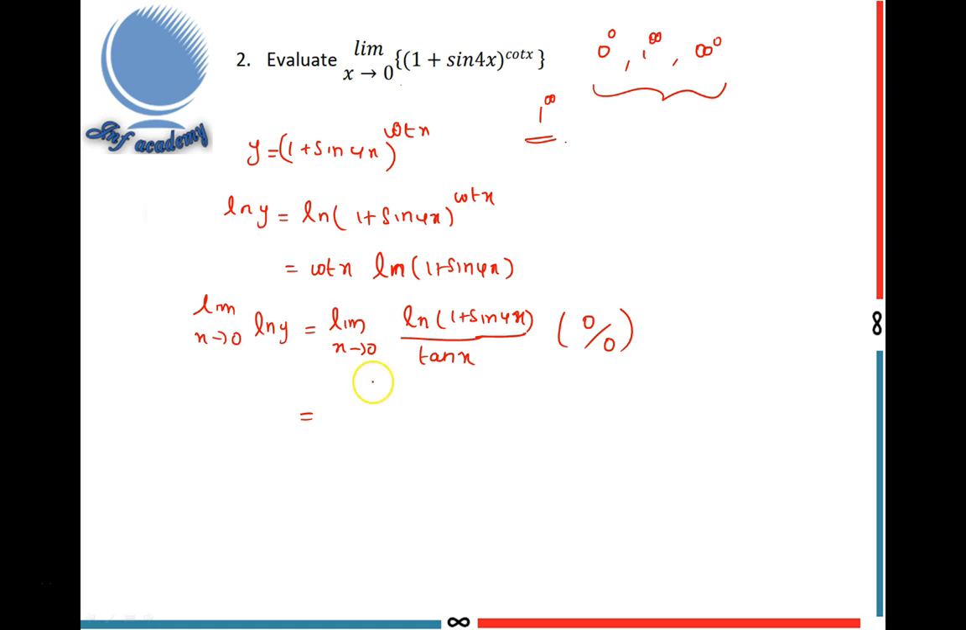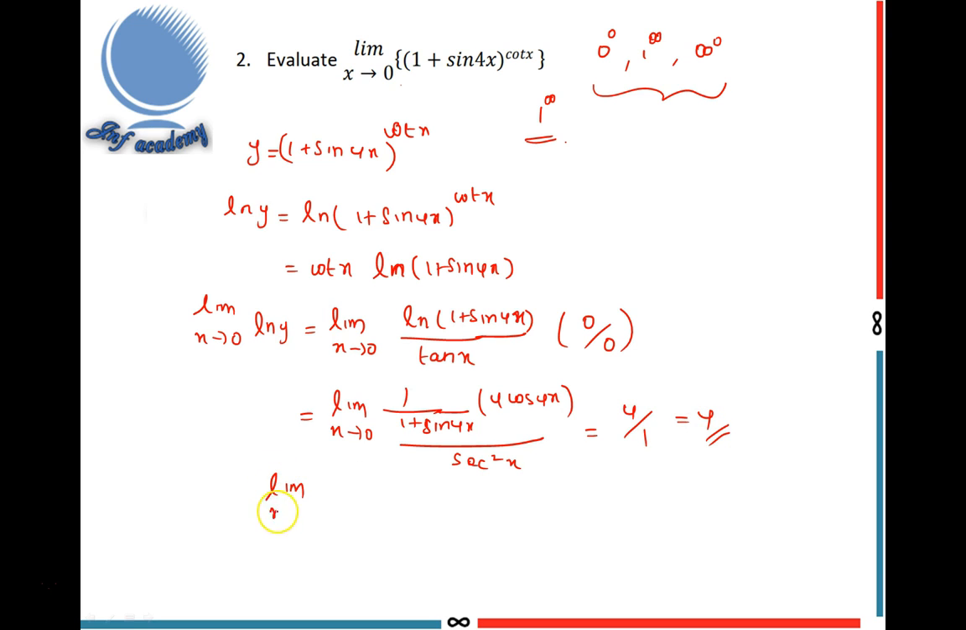So here I use L'Hospital rule. The derivative of log x is 1 by x, so the numerator derivative is 1 by 1 plus sine 4x. And 1 plus sine 4x differentiation is 4 cos 4x, and tan x differentiation is sec square x. Now I substitute the limit. I got 1 by 1 plus sine 0, which is 0, cos 0 is 1. So finally I got 4 and sec 0 is 1. So the limit as x tends to 0 of log y equal to 4.